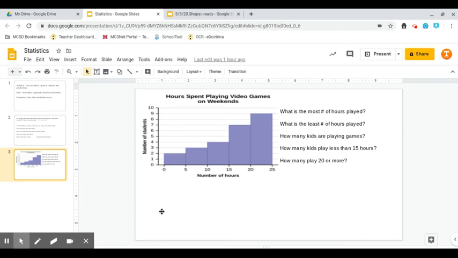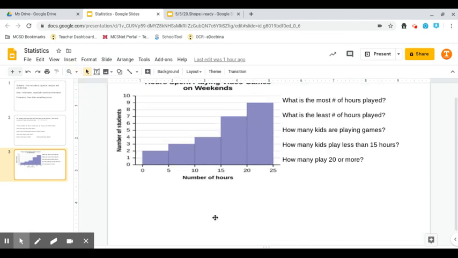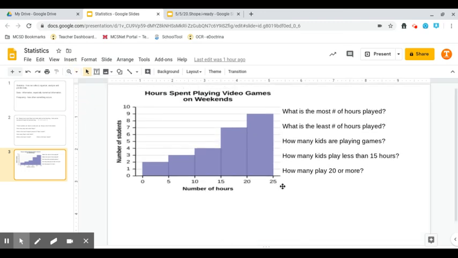So if we look at this, see if we can make this a little bit bigger. There we go. And get a grading utensil. So we want to know, what is the most number of hours played? Well, the hours goes this way. The biggest number is 25. Okay. What is the least number? Well, you could be right there and be 0. So between 0 and 5.